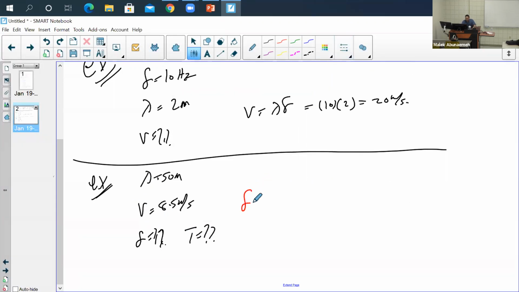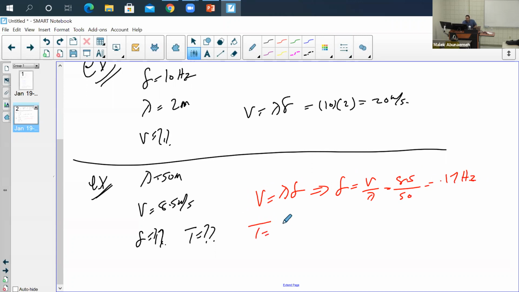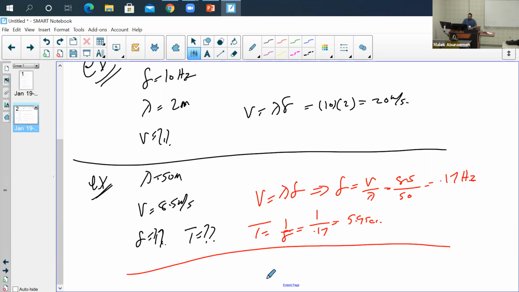Well, the velocity equals lambda multiplied by the frequency. That means your frequency equals v divided by lambda, which is going to equal 8.5 divided by your 50. So it should be 0.17 hertz. Now your period is going to equal 1 over the frequency, which is 1 over 0.17. So let me just plug it in. 5.9 seconds. Excellent.